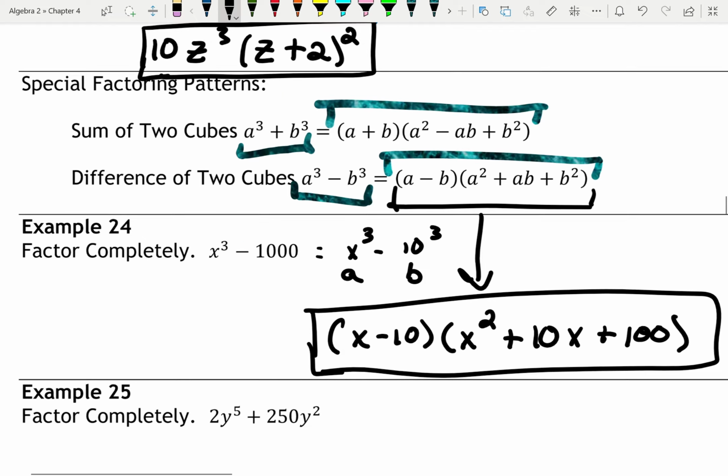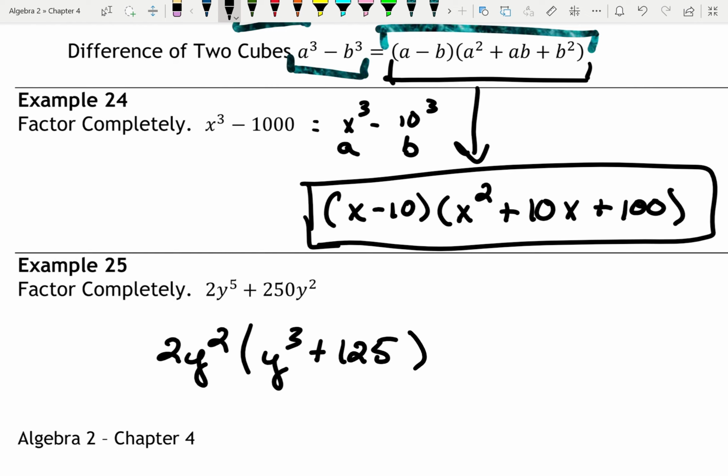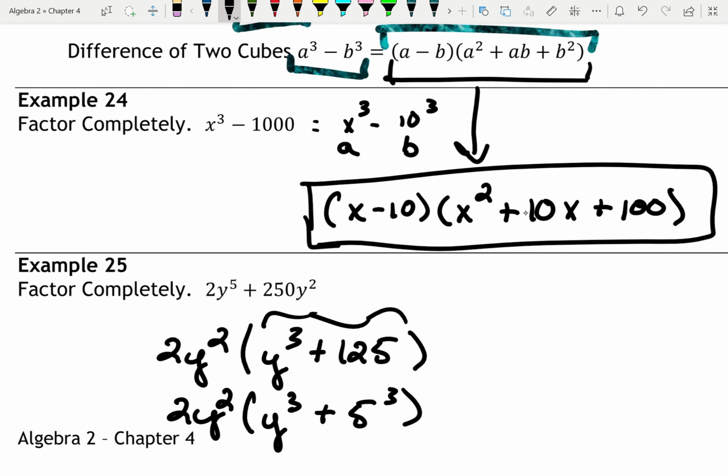The difficult part is just memorizing that formula, or not memorizing necessarily, but knowing to apply it. All right, let's look at 25 here. They both have a 2, they're both even, and they both have a y squared. So let's pull out a 2y squared, and we'll be left with y cubed plus 125. Now, this is a sum of 2 cubes. Let me rewrite it. 2y squared, and then y cubed plus 5 cubed.